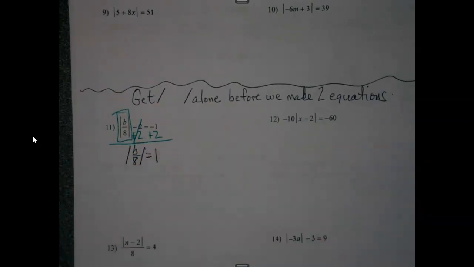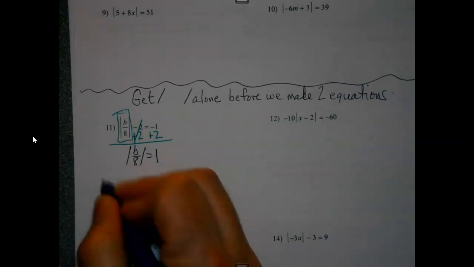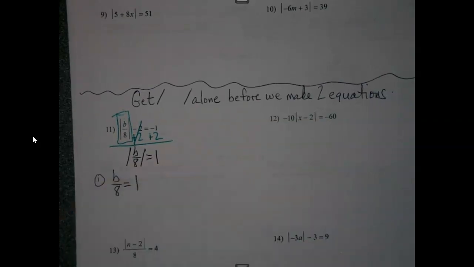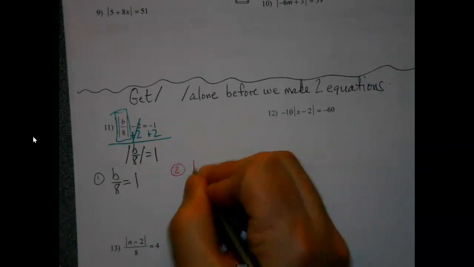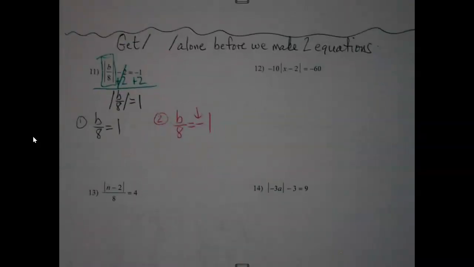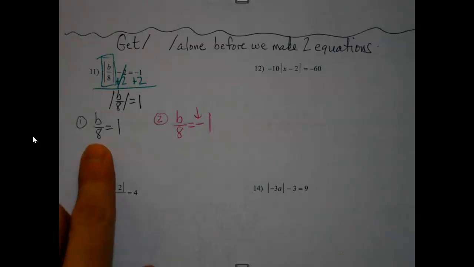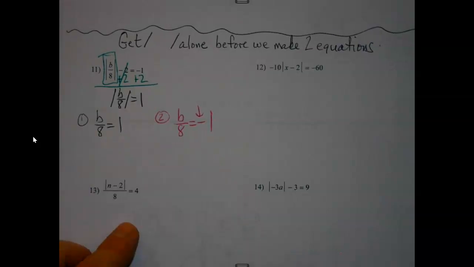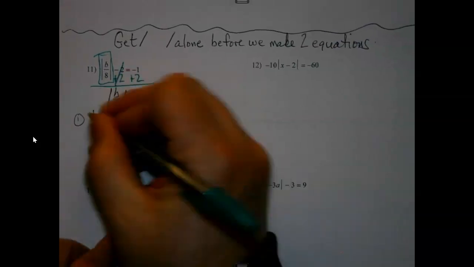Once that absolute value is alone, now I'm ready to do my two equations. Only when it's absolute value, though, do I have to concern myself with these things. And once I get here, what's going to be my opposite to solve both of these? It's the opposite of dividing by 8. Multiply.